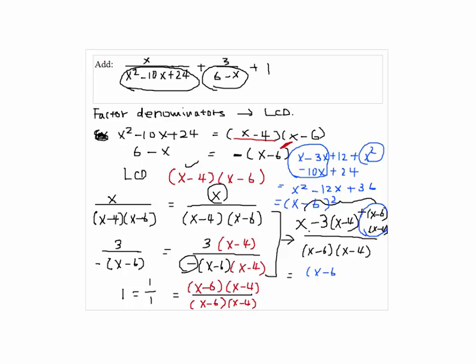So we have x minus 6 squared, or x minus 6 times x minus 6 on top, and on the bottom, the LCD, x minus 6 times x minus 4. So since we can cancel the x minus 6, the answer will be x minus 6 over x minus 4.